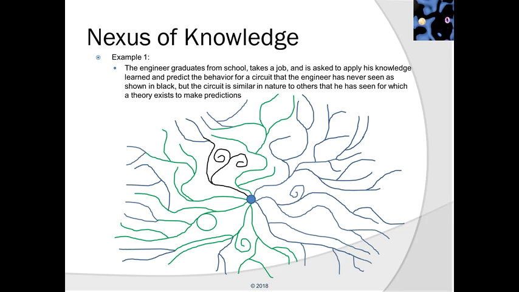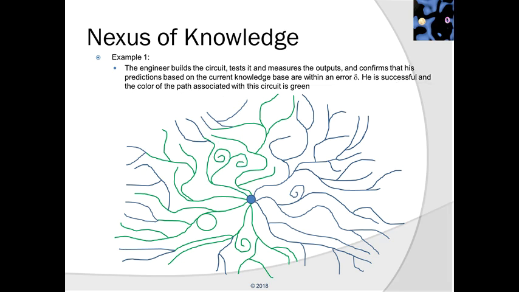The engineer graduates from school, takes a job, and is asked to apply his knowledge learned and predict the behavior for a circuit that the engineer has never seen, as shown in black, but the circuit is similar in nature to others that he has seen for which a theory exists to make predictions. The engineer then builds the circuit, tests it, and measures the outputs, and confirms that his predictions based on the current knowledge base are within an error delta. He is successful, and the color of the path associated with his circuit is changed to green.